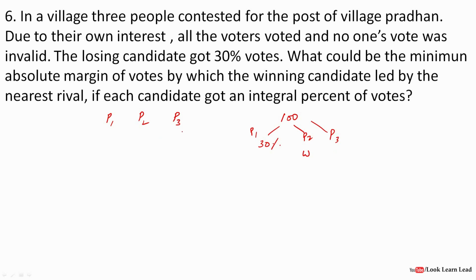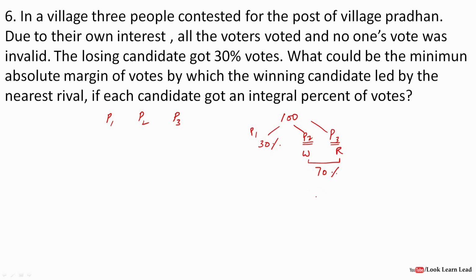And what would be the minimum absolute margin by which the winning candidate led by the nearest rival? So let P1, P2 and P3 be the candidates, and let P2 be the winner and P3 be the nearest rival. So we have to tell the margin between these two, by how much margin the winner won the election. So for these two, 70% of votes are there. The loser got 30%, and for these two, the combined vote is 70%.